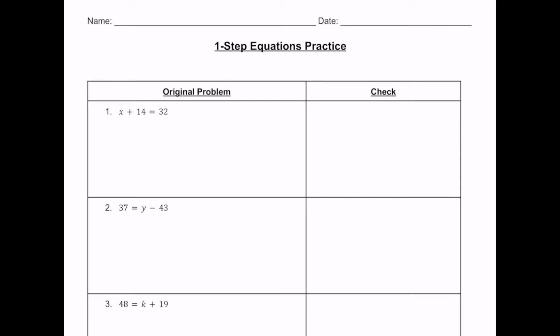In this video, let's practice solving some one-step equations together. For problem 1, we have the equation x plus 14 is equal to 32. To solve this equation that has addition in it, we're going to use the subtraction property of equality, or subtract 14 from both sides of the equation to solve it.